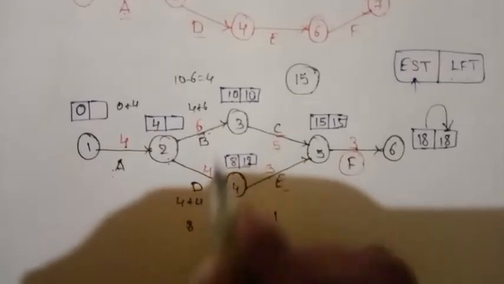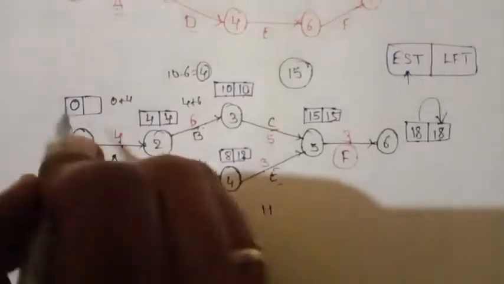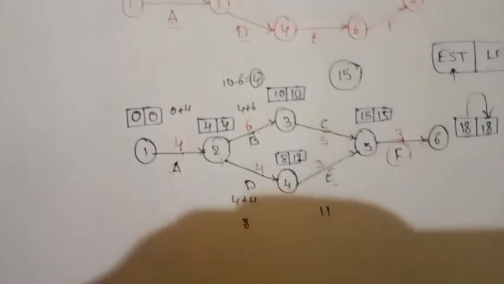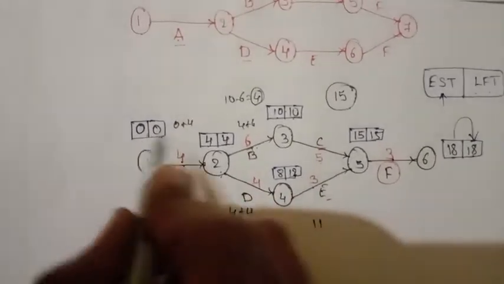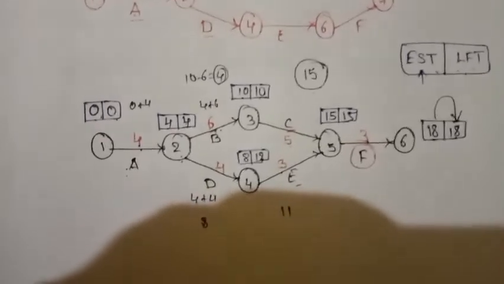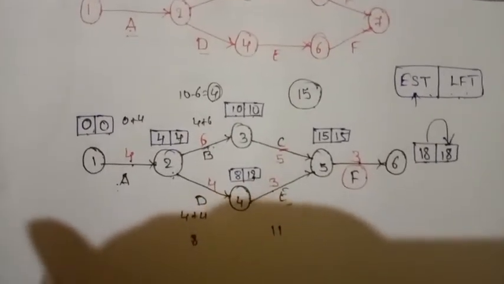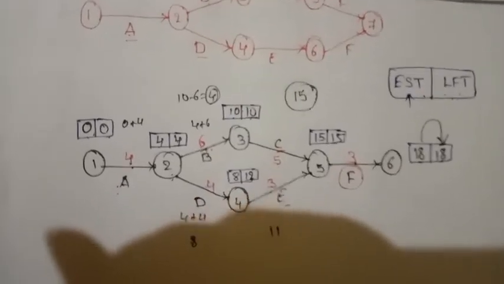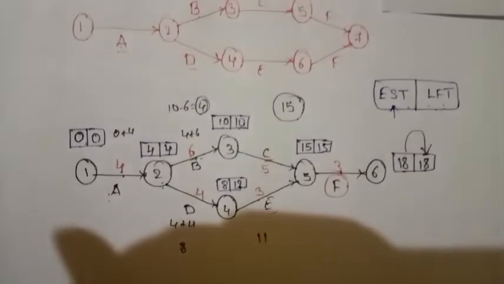Now what is the minimum value, guys? 4 is the minimum value. Let us take it. Now 4 minus 4 is 0. Whenever you get the EST and LFT values as 0 and 0 at the initial stage, then your critical path way is completed. Now let us check: at whatever places you have got the same two numbers, that means EST and LFT are the same numbers, it is your critical path.